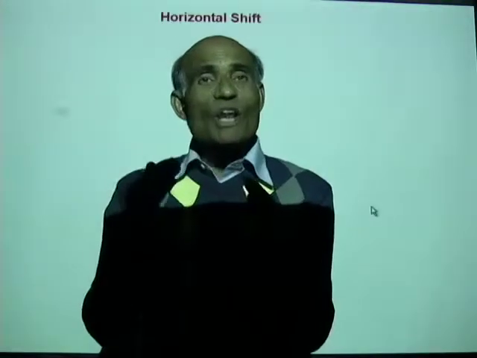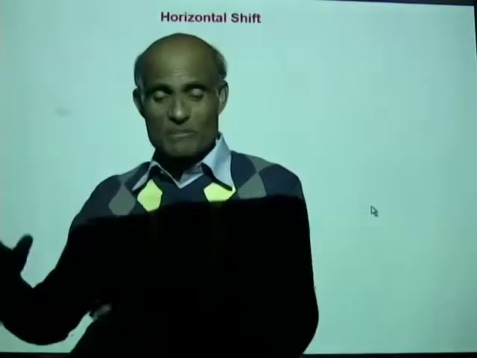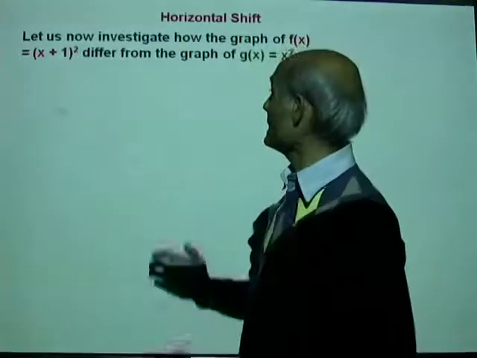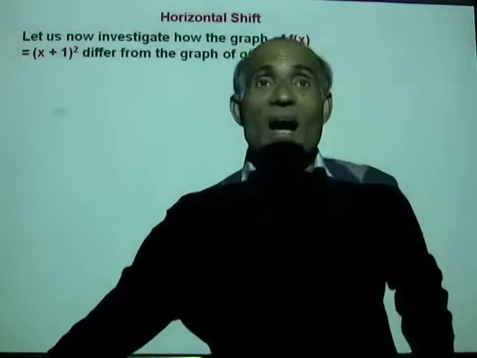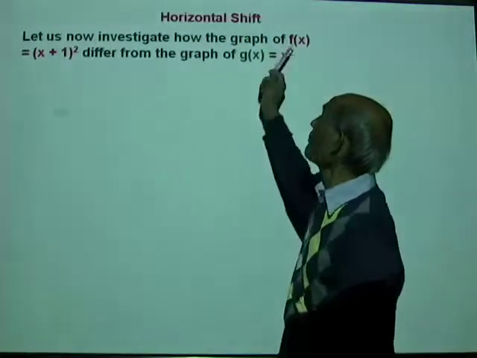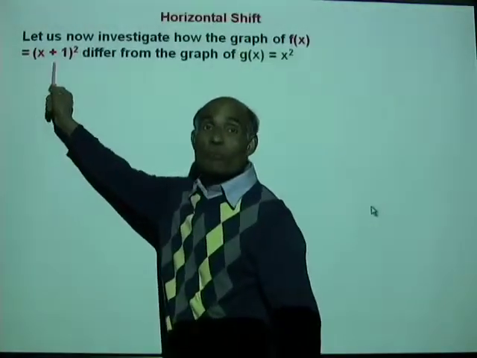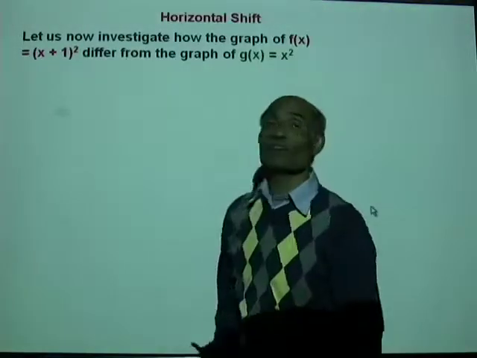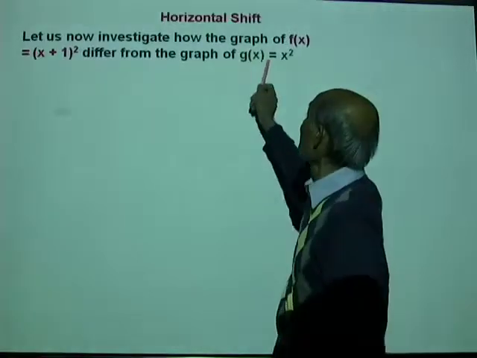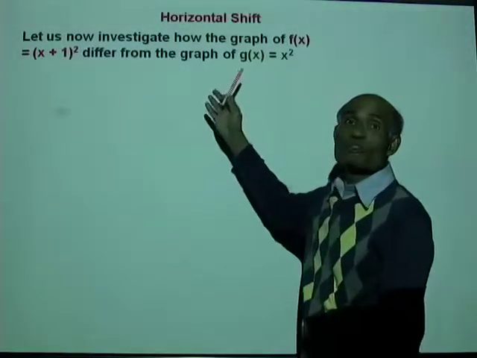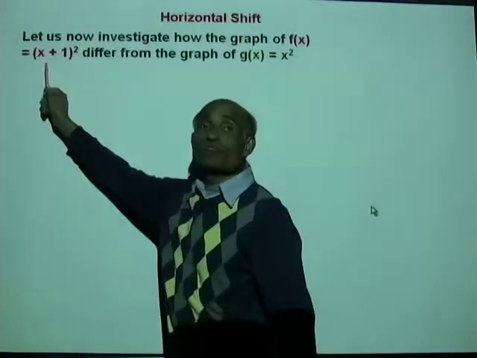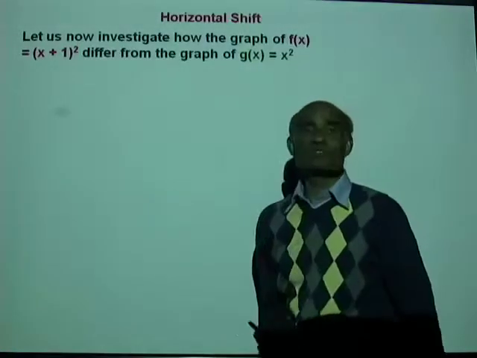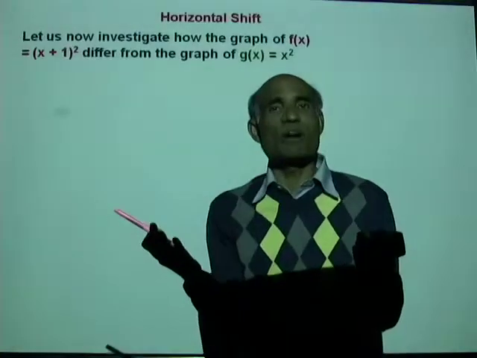Now we will see how the graph of a basic function shifted to the right or left gives you the graph of some related function. Horizontal shift. Alright, let's now investigate how the graph of f of x equal to x plus 1 all squared differs from the graph of g of x equal to x squared. So you've got two functions here, f of x equal to x plus 1 all squared and g of x equal to x squared. How do these two graphs differ?